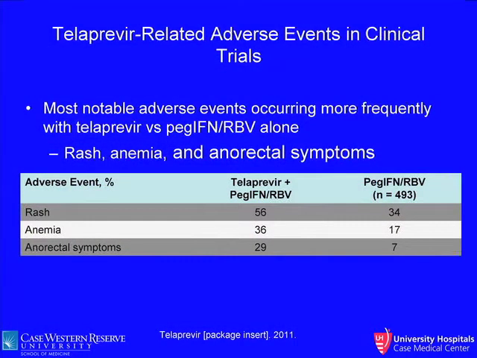The other drug, telaprevir, that was approved at the same time also has its own share of potential incremental side effects. Rash occurs in about half of patients compared, again, to about a third of patients who just take peg interferon and ribavirin. Anemia occurs in about 36% of patients, and anorectal symptoms, primarily pruritus and discomfort at the time of defecation, occur in about 29% of patients.